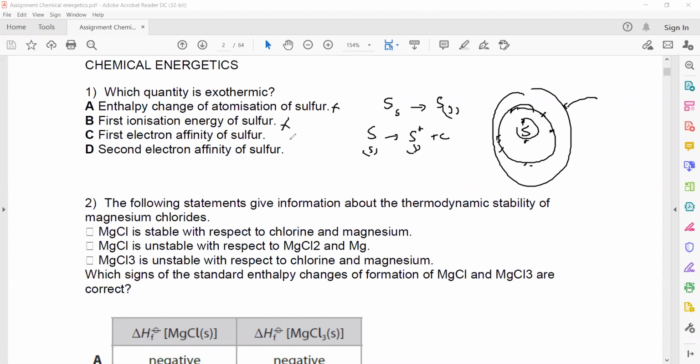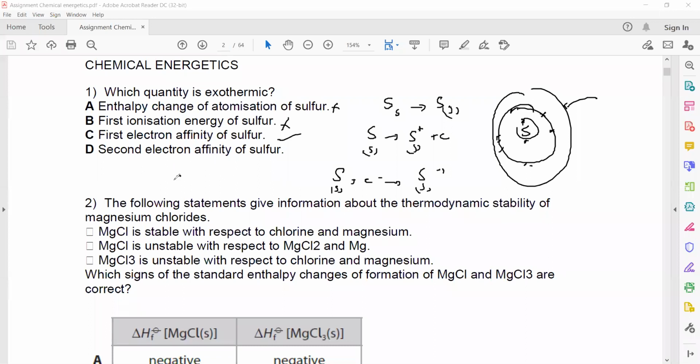Electron affinity. Electron affinity means when electron is added. So when electron is added to a sulfur, like we have a sulfur in a gaseous state, electron is added, so it will become a negative charge. So it will release energy. The first electron affinity will be negative, exothermic, and the second electron affinity will be endothermic, positive.